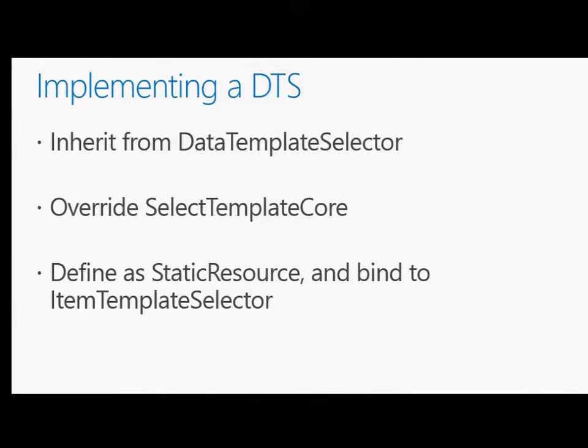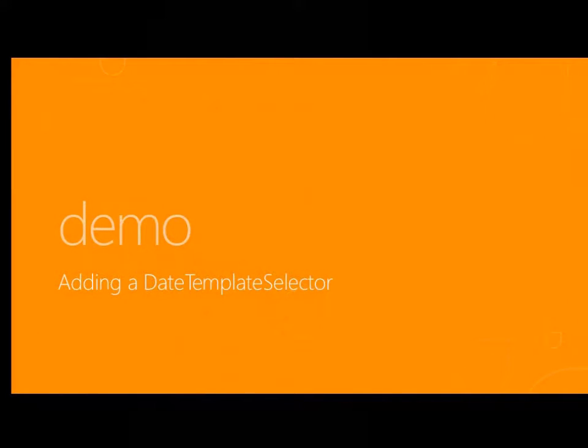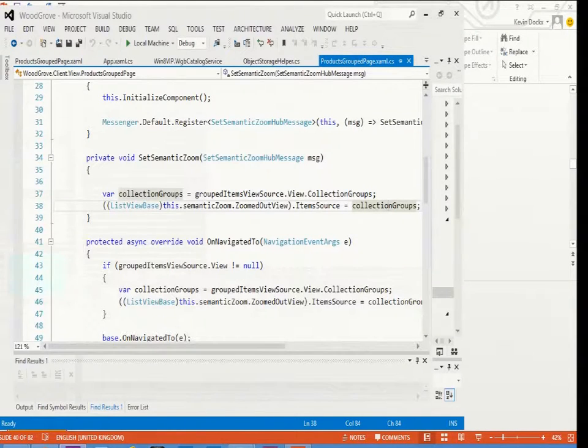That's as far as the implementation goes. And then of course you still need a way to access this data template selector. And the easiest way, or the default way, is to define your data template selector as a static resource and bind the item template selector property of a grid view or a list view to that static resource. So I'm going to show you. There we go. Onto the data template selector.